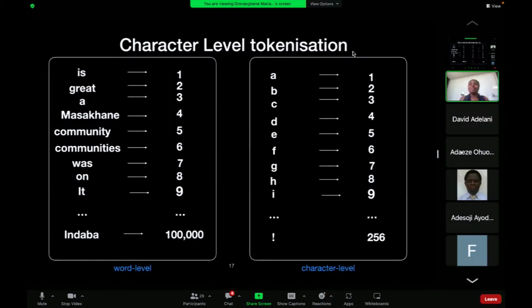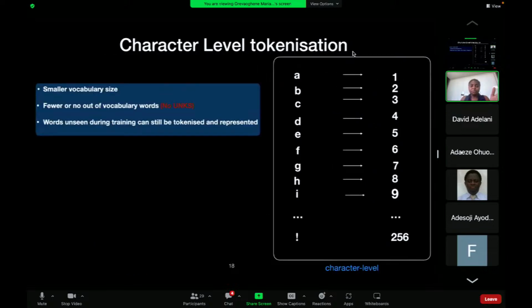So character level tokenization means that we're splitting text at the very granular character level. And this drastically reduces the size of your vocabulary, such that you have fewer or no out of vocabulary words, primarily because, depending on the vocabulary of the dataset, you can decide to add all the characters for all languages in the world. And then you're fine at test time. So words unseen during training, you can still tokenize them and you can still represent them. Yeah, so this is good.